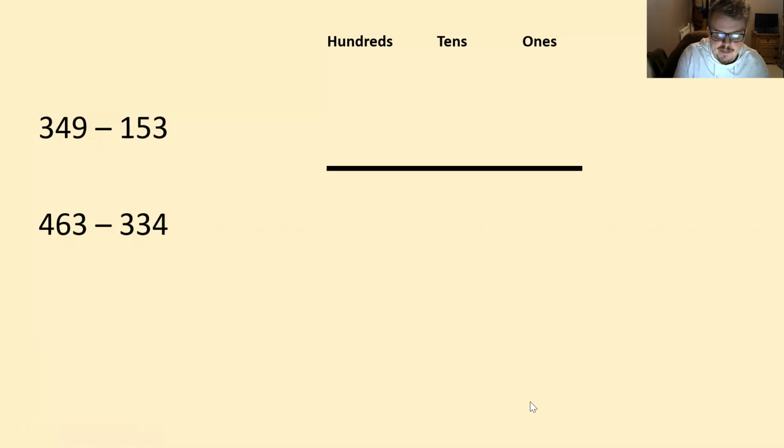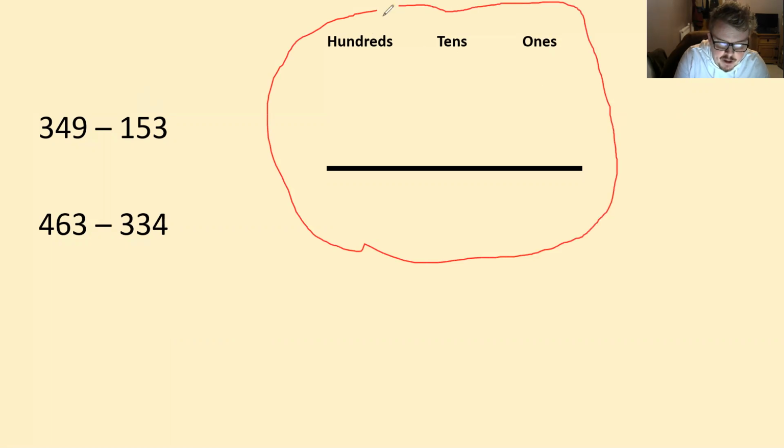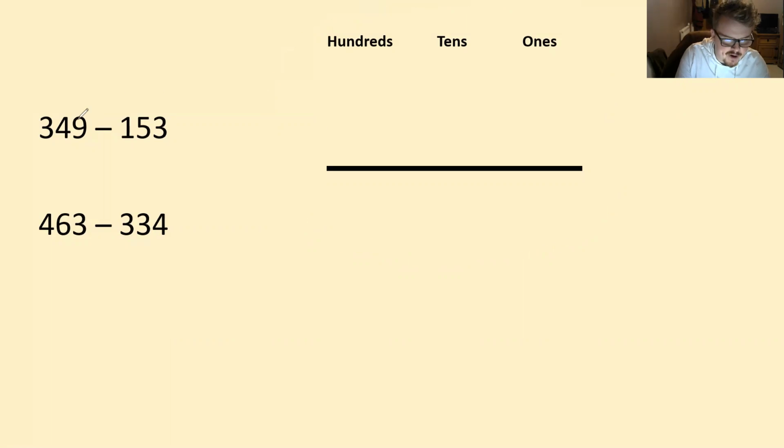Okay, so the really important thing about this sort of question is making sure that we line the numbers up properly into our column method over here. So this is what we call the column method, okay? And we need to put the numbers in very carefully, otherwise it will go wrong, okay? So let's look at the first question.